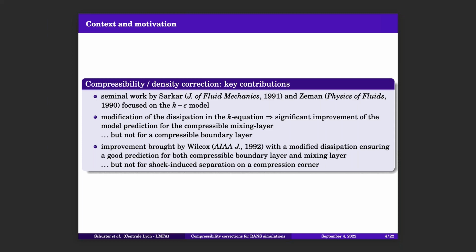This motivated also the following work by Wilcox in 1992 with modified dissipation, which was found to ensure both a good prediction for mixing layer, compressible boundary layer, but not for a shock-induced separation in a compression corner, for instance. Next slide, please.